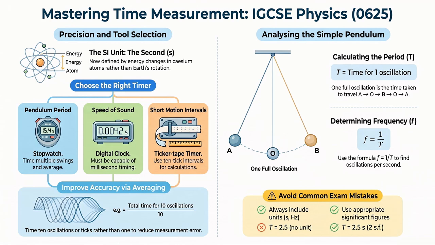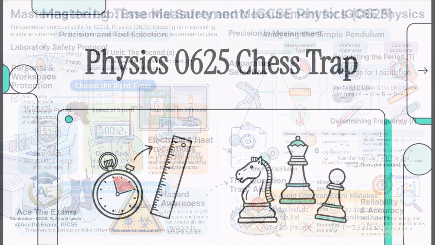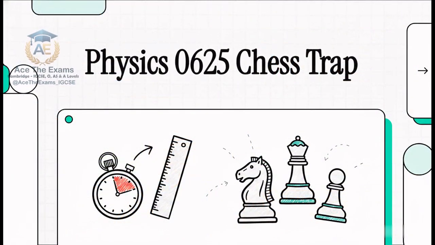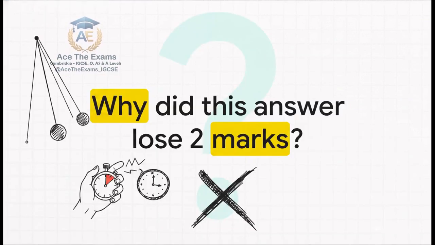Look at this answer. It lost 2 marks instantly, and the student didn't even know why. If you're preparing for your IGCSE Physics 0625 exams and your strategy is just "time one swing," you are falling for the ultimate measurement and timing chess trap. Today, we're decoding the exact Cambridge source material so you can secure those top band grades and stop bleeding marks on simple practicals. So why exactly did this pendulum answer lose 2 marks?